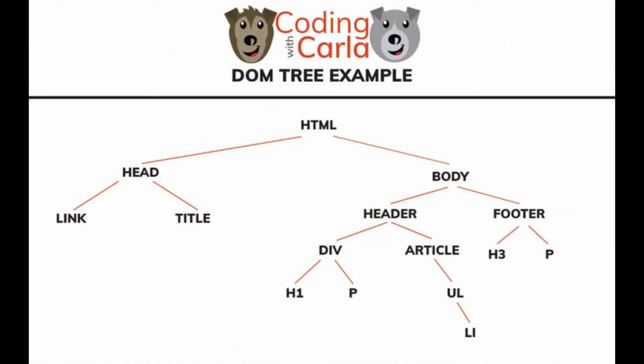Here we have an example of an HTML DOM tree. You can see at the top we have HTML, and right below that we have head and body. These two are children of HTML, and they are siblings to each other. And from the body, we have header and footer, which are children of the body and also siblings to each other, and so on and so on.